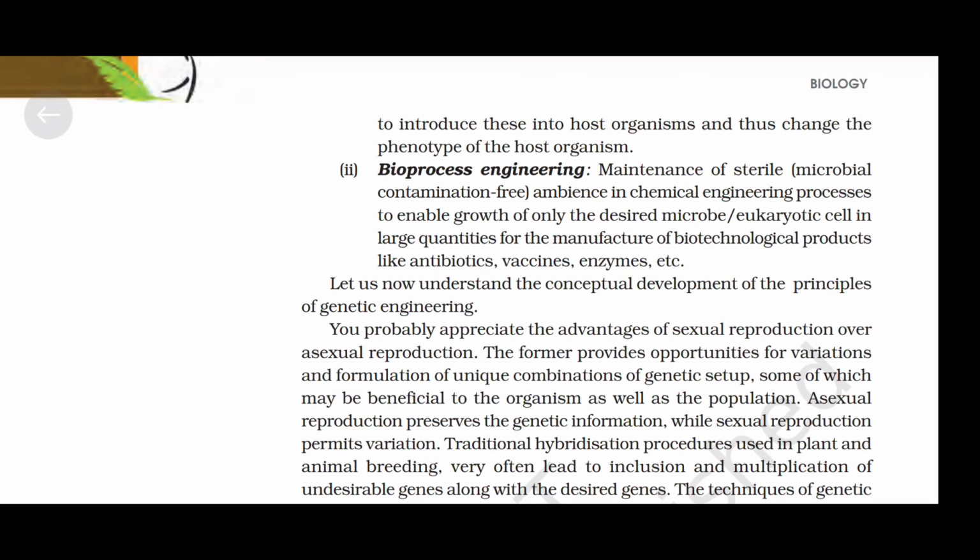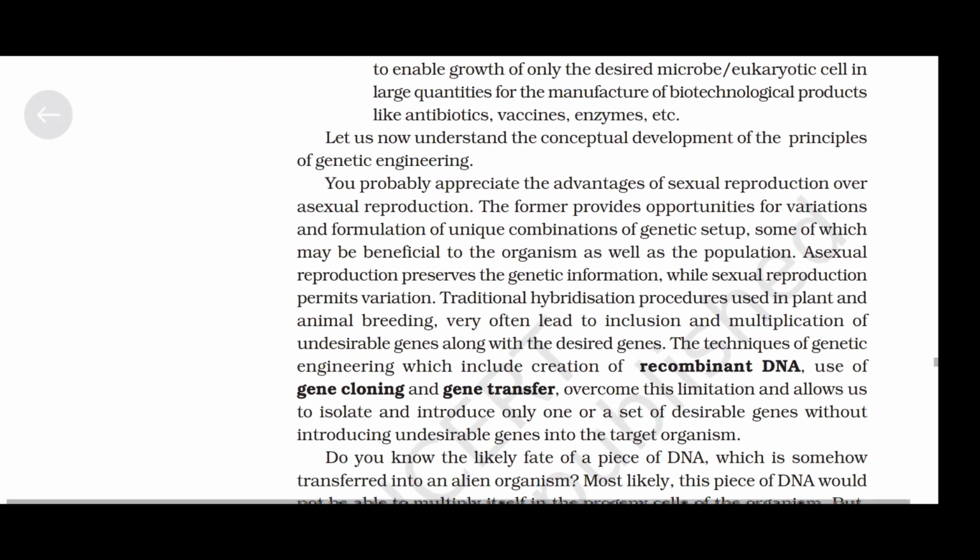Traditional hybridization procedures used in plant and animal breeding very often lead to inclusion and multiplication of undesirable genes along with the desired genes. The techniques of genetic engineering, which include creation of recombinant DNA, use of gene cloning, and gene transfer, overcome this limitation and allow us to isolate and introduce only one or a set of desirable genes without introducing undesirable genes into the target organism.